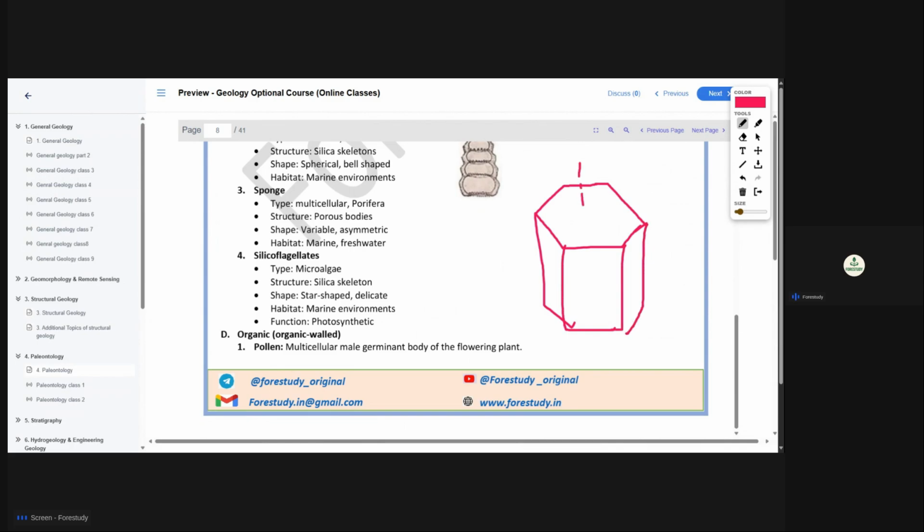So even if you cut it from here, even cut it from here, it will be symmetric in nature. So symmetry is more established in this type of objects.